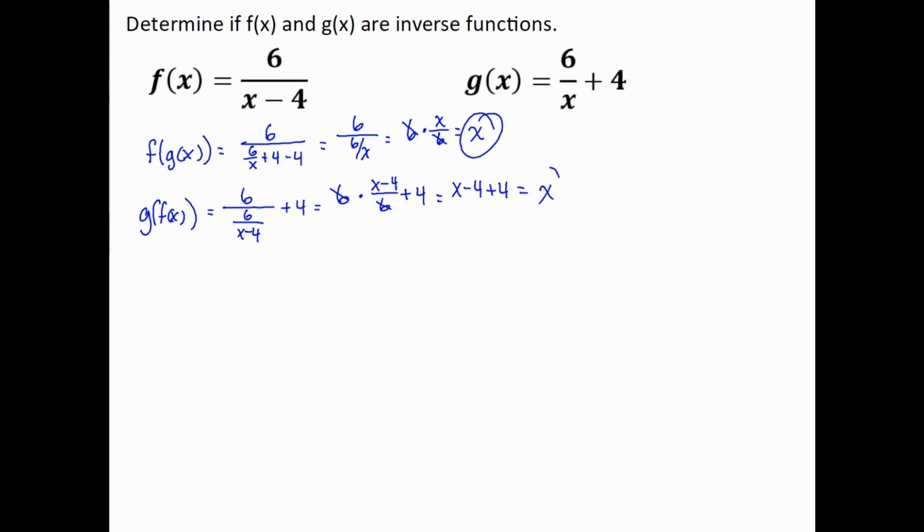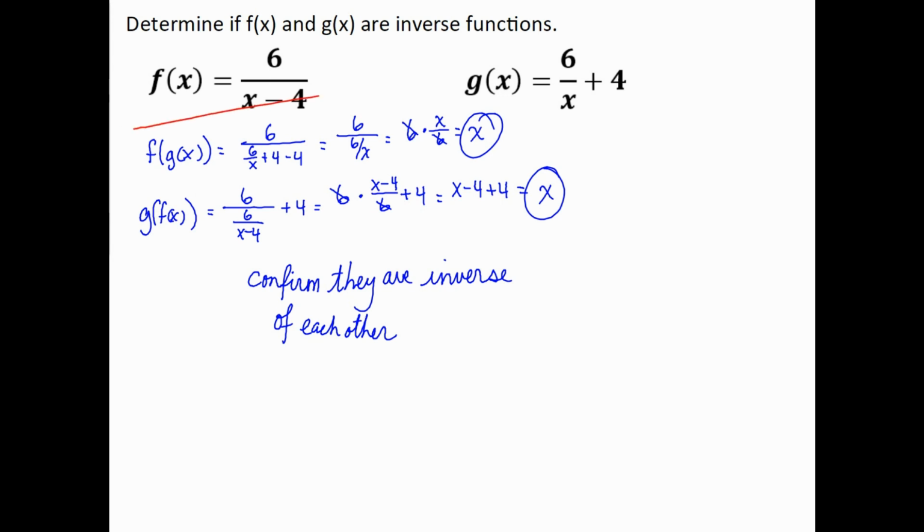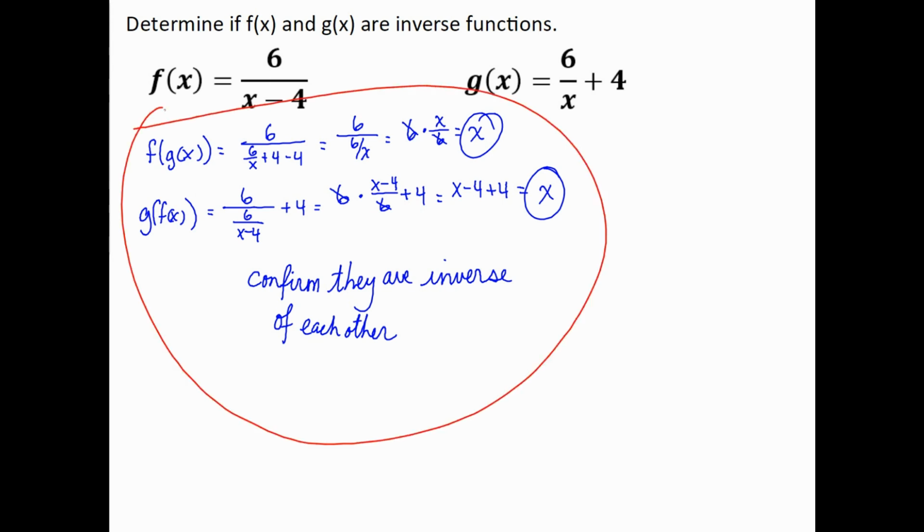So when both compositions come out to say x, and it has to say x, they can't both say x plus 1, or they can't both say x squared, or one say x, the other one say negative x. They have to be the exact same. When that happens, you confirm they are inverse. But you have to show all of that. If you don't show all of that, then it's not good enough.